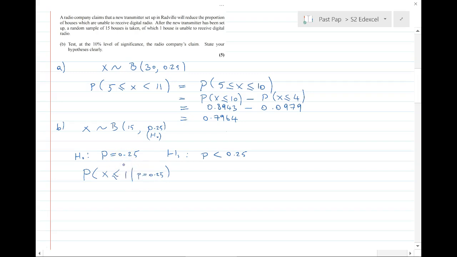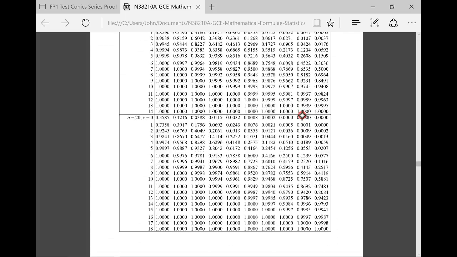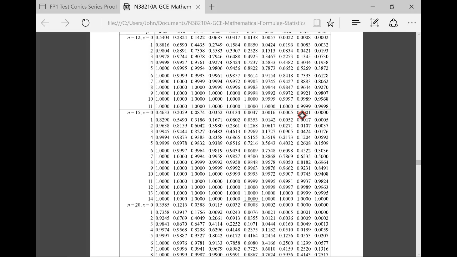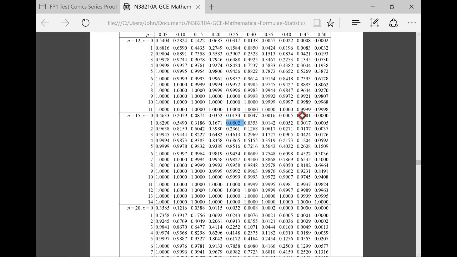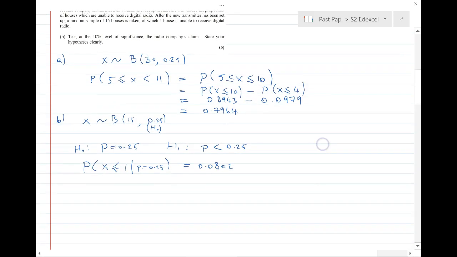Now, the direction of the inequality is quite helpful, but to actually just go straight to the tables to find for binomial again. So we're going to go back to tables with 15 and 0.25 and look for the cumulative value of 1, which basically gives us the 0 and 1. Of course, you could use a formula here because you have to do it twice, but it'd be quicker to use the table. So let's go to tables again. So we want 15, 0.25 and 1. So this is the value we're looking for, 0.0802. Okay. So that's equal to 0.0802.